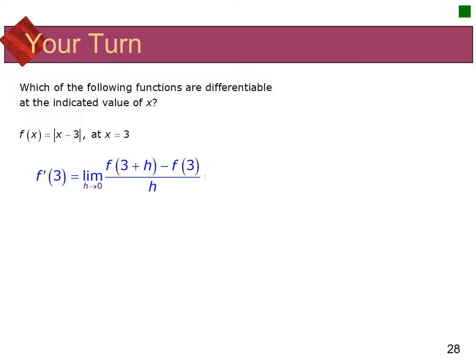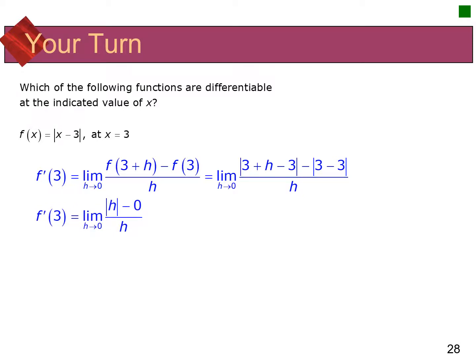So if I'm doing f prime of 3, that's going to be the limit as h goes to 0 of f of 3 plus h minus f of 3 all over h. So I go to the function and replace in the first one x with a 3 plus h, and for f of 3 I replace it with a 3. And what I end up with is, again, the absolute value of h minus 0 over h, the limit of that as h goes to 0. And I basically end up with the same circumstance I had in the example that I showed.